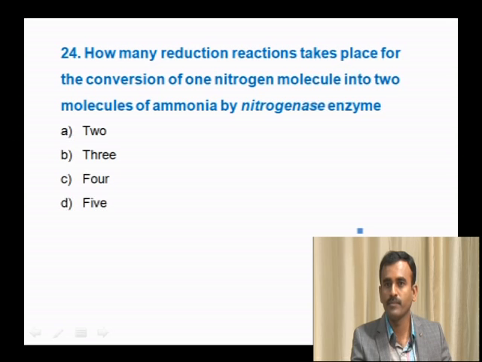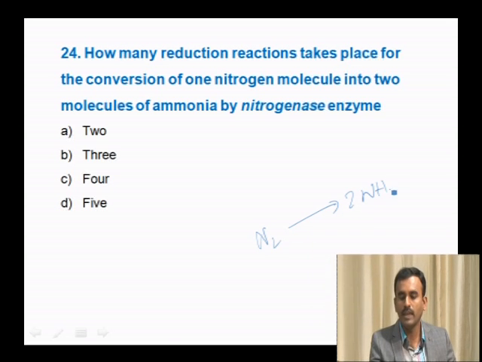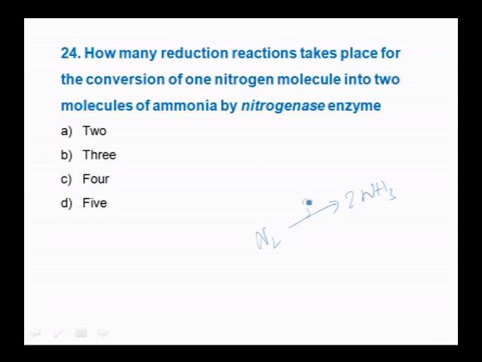How many reduction reactions take place for the conversion of one nitrogen molecule into two molecules of ammonia by the nitrogenase enzyme? In the nitrogenase enzyme action, nitrogen is converted into two molecules of NH3, ammonia, with three reductions. Three times addition of hydrogen ions takes place. So three reduction reactions occur for the formation of a molecule of ammonia. The answer for this is option B.